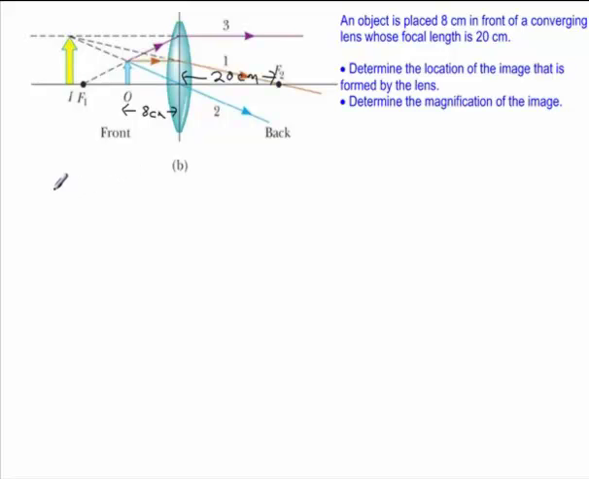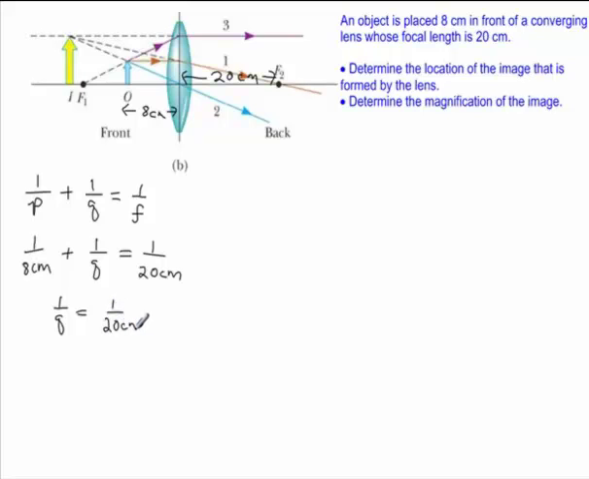So this is basically the same type of problem we did in the previous case. So the thin lens formula works. We have 1 over the object distance plus 1 over the image distance is equal to 1 over the focal length. Our object is located 8 centimeters from the lens. Our image distance is what we're trying to find, and the focal point is 20 centimeters. So 1 over the image distance is 1 over 20 minus 1 over 8.